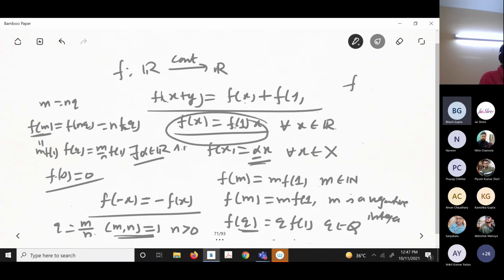This you will get. That means it should be a multiple of identity. If it is continuous, that you will get. Well, fine. If I give you such a function, then obviously you will have this additive.